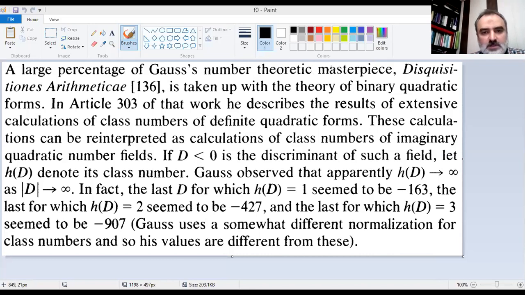Okay. So we are talking about Gauss's masterpiece, Disquisitiones Arithmeticae, and in article 303, Gauss is talking about the results he has about definite quadratic forms. Now, what he describes about definite quadratic forms can be interpreted as calculations of class numbers. You have to remember that at the time of Gauss, there was no formal notion of group or ring or ideal. So all that Gauss was doing was some computation with quadratic forms.